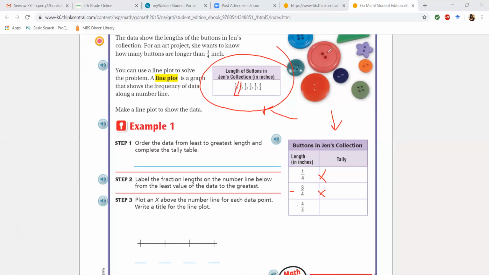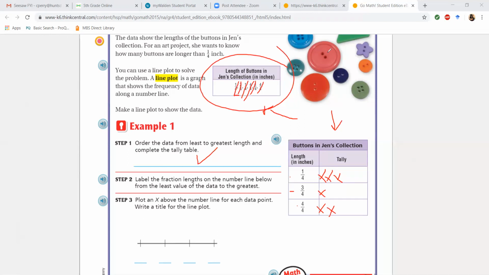All right, next is a 1/4. I'm going to put another x in the 1/4 category and cross it out up here. 4/4, put an x, cross it out. Another 1/4, cross it out, and then 4/4. Put an x there in 4/4, and don't forget to cross out that last 4/4. Okay, so step 1, order the data from least to greatest length and complete the tally table. Did it, check mark.